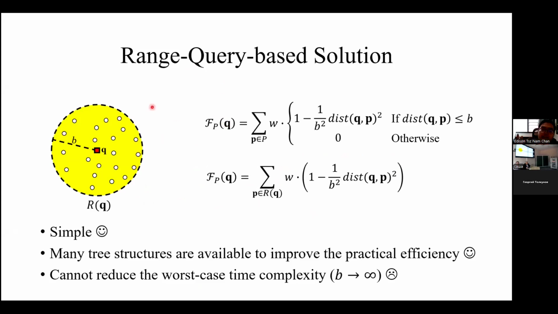That's why in existing work, one of the existing solutions is that we can use the range query based solution. What is the meaning of this range query based solution? You can see that for this pixel, the q here, we only need to count all data points that are within the distance b.